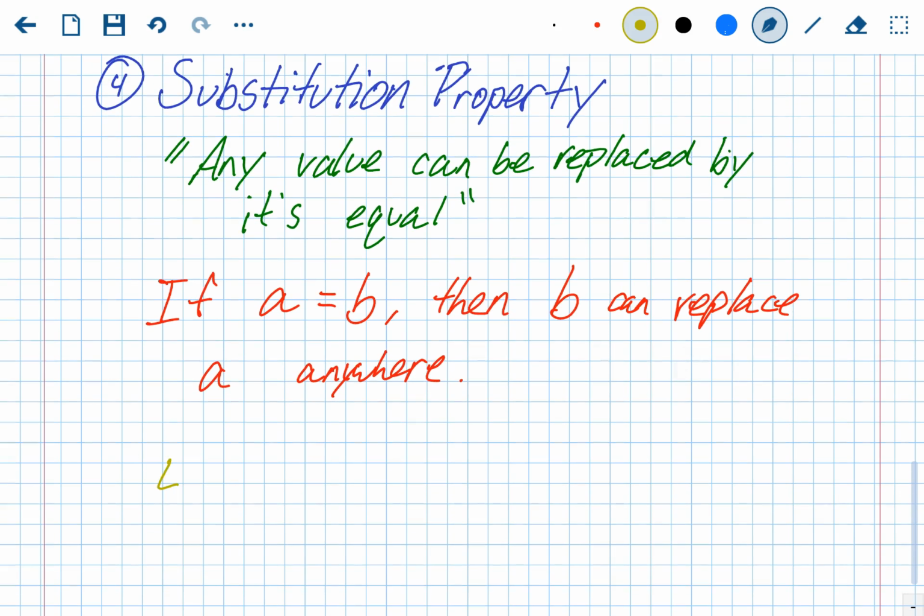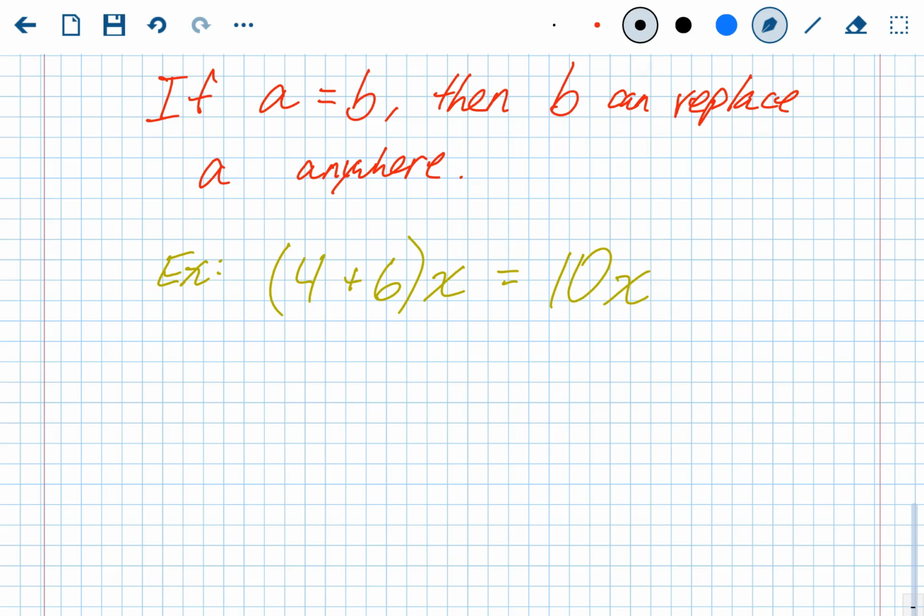Now, the most basic form that we'll see is something like the quantity 4 plus 6 times x. Well, we know 4 plus 6 equals 10. So instead of writing 4 plus 6, we replace it with 10. Okay? And vice versa. You can replace 10 with 4 plus 6 wherever you want because they are equal.